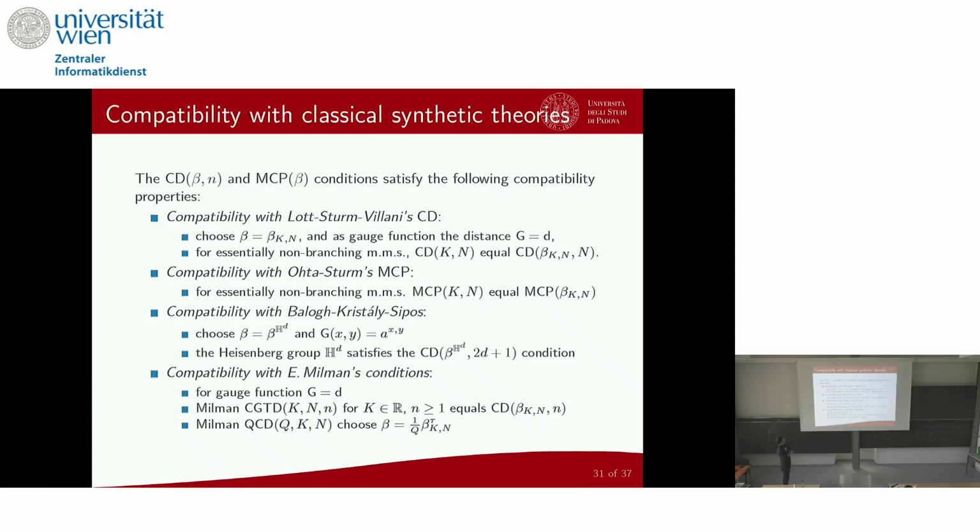For instance, for the QCD condition with capital Q, K, n, you simply have to choose a beta which is 1 over the constant Q with respect to the Riemannian beta. And the other condition of Milman, geometric-topological curvature, geometric-topological dimension, contains 2 different dimensional parameters. You see the difference here, because one parameter is in the beta and the other one is in the dimension.